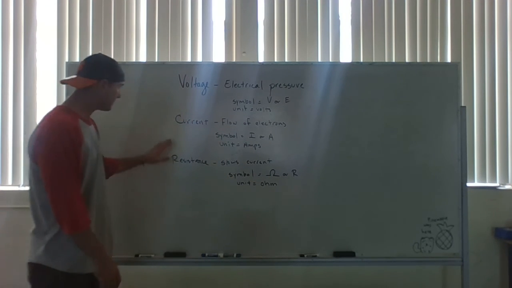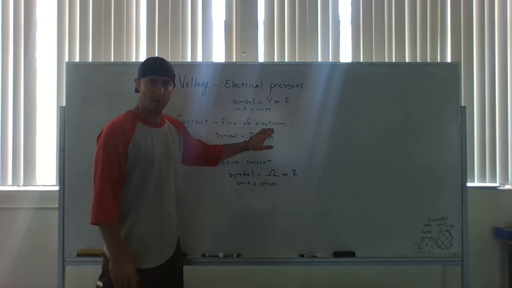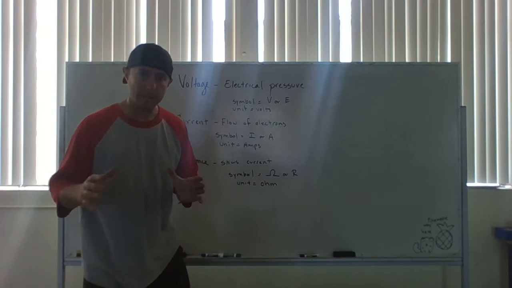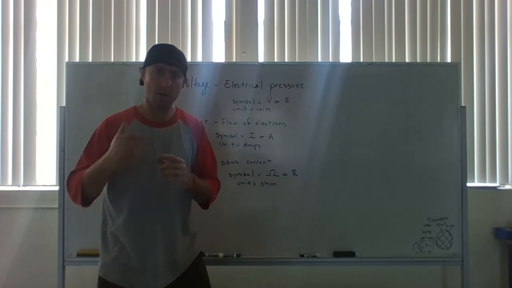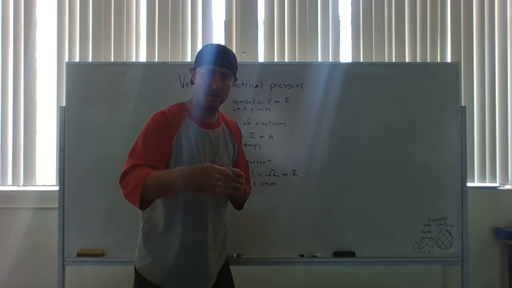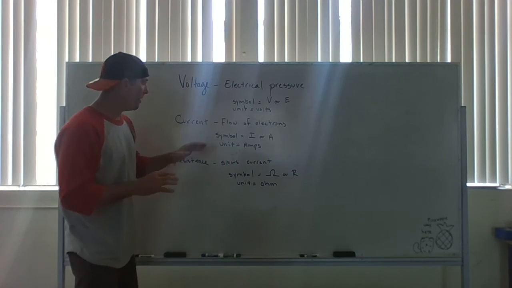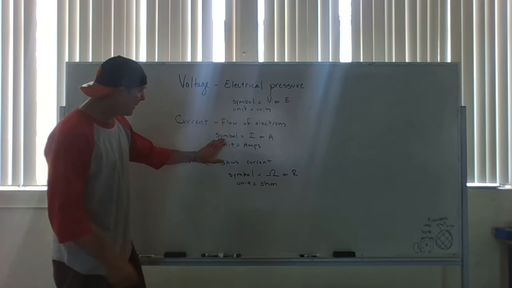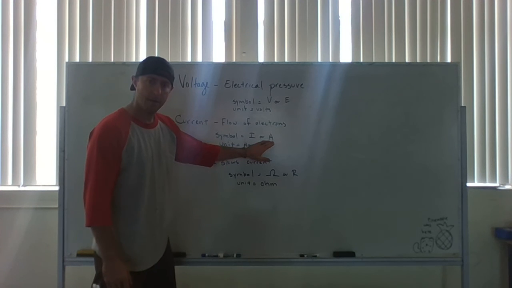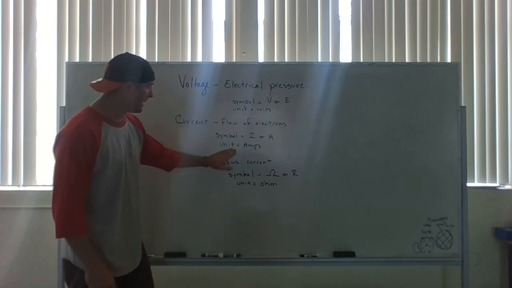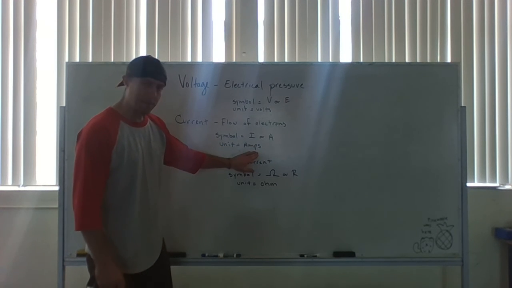Current is the flow of electrons. Current is actually what goes through a light that causes the light to light up. Current is what goes through the motor to cause the motor to spin, or a fan to spin, or anything like that. I'll get into a little example about that. The symbol for current is either I or A, and the unit for current is amps. So the A comes from amps.